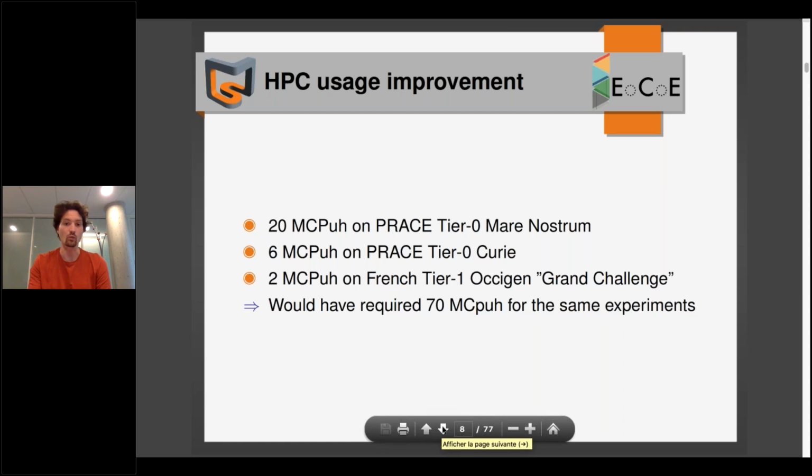And yes, if you think that one core hour costs between 1 and 5 cents, with the savings you could have bought quite a nice car, I guess.